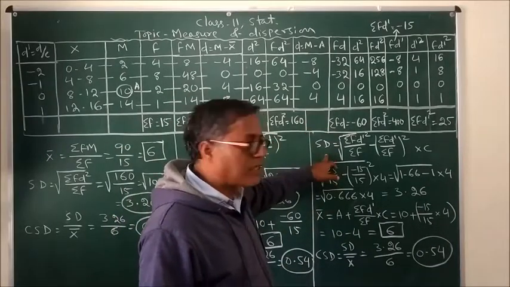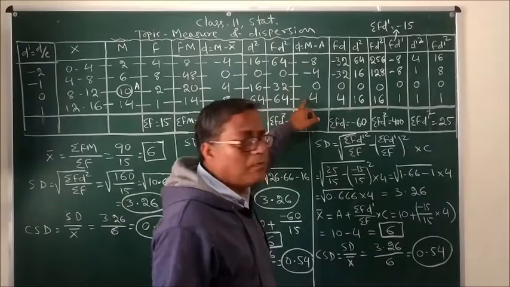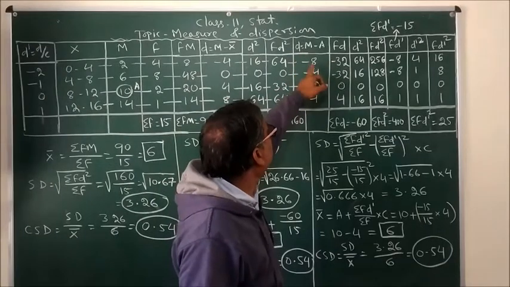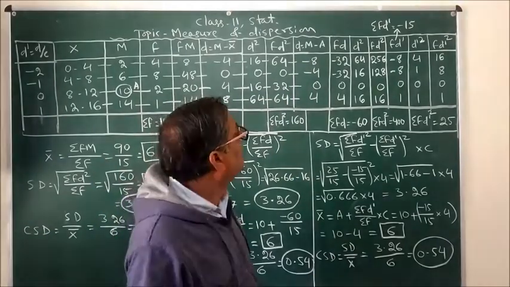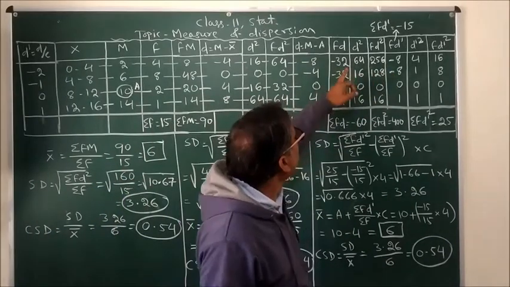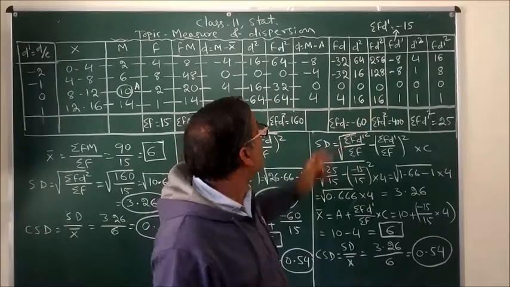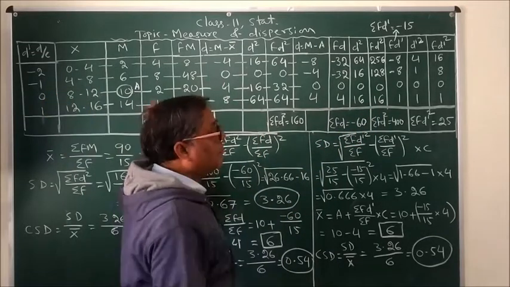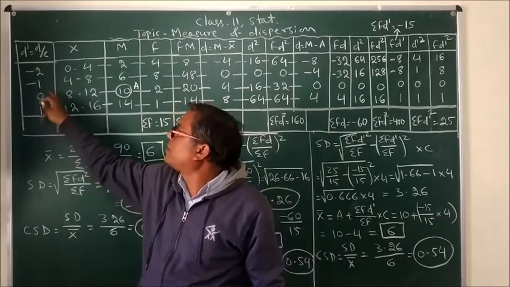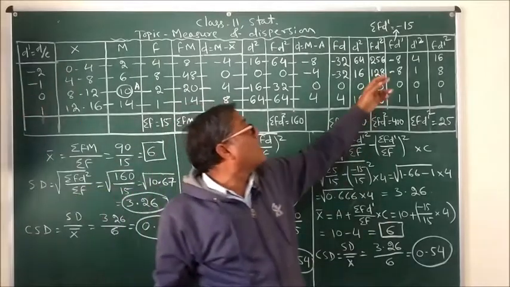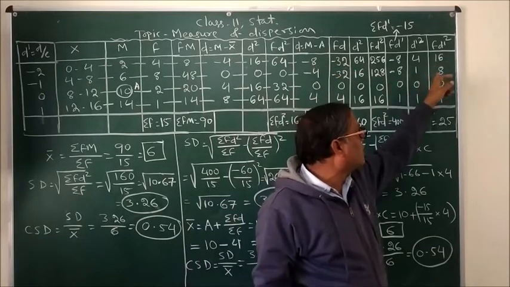Next, in the step deviation method, instead of d we minimize d by dividing the d column by the common factor, and you can see here we can take 4 because 8, 4 and 4 are all divisible by 4. In this way we found the d dash column, and after that d dash square, fd dash square. I have found the d dash column here because there is a lack of space. After finding the d dash column, by squaring it we get d dash square, and multiplying it with frequency f we get the fd dash square column.